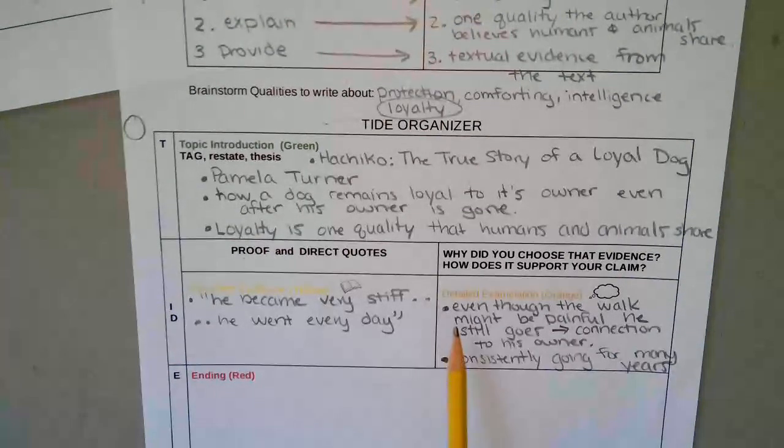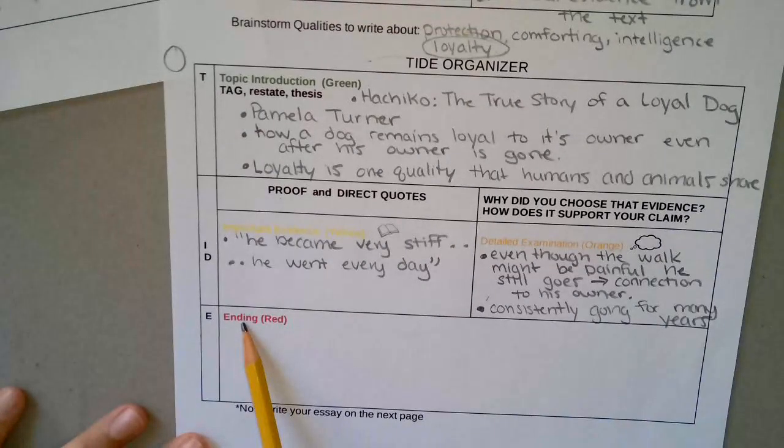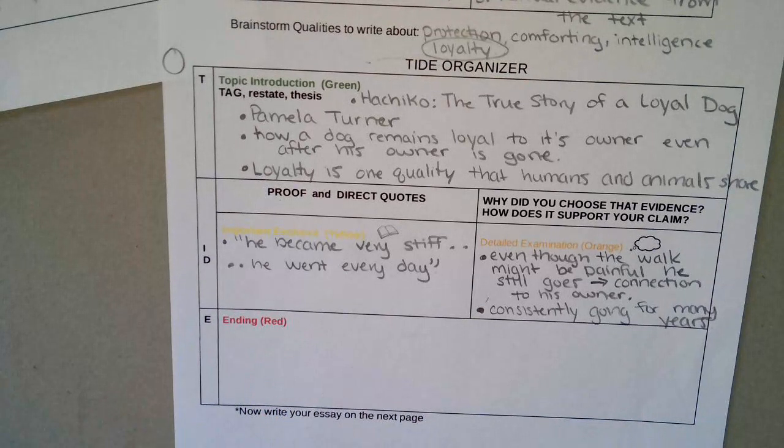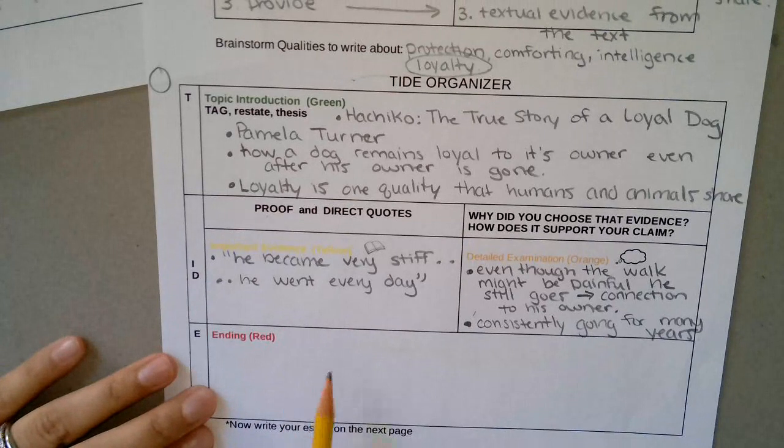All right, so I have a piece of textual evidence that shows that loyalty is a quality that animals have. And I also have an examination or ideas that can start my writing when I do my examination. The next thing I have to do is my ending. So remember, the ending is where we wrap up our essay. This is a very short essay, and where we have our concluding sentence. So I want to remind my reader why I wrote this in the first place, okay?